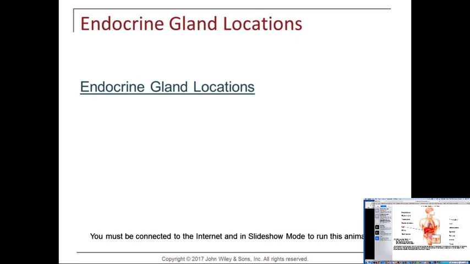We look at the liver. Let's click on the liver. Besides detoxification, the liver releases angiotensinogen. Now remember, anything that ends in -ogen, like angiotensinogen, is inactive and has to be activated. So you have the kidneys that make renin, and renin is going to convert angiotensinogen into angiotensin 1.